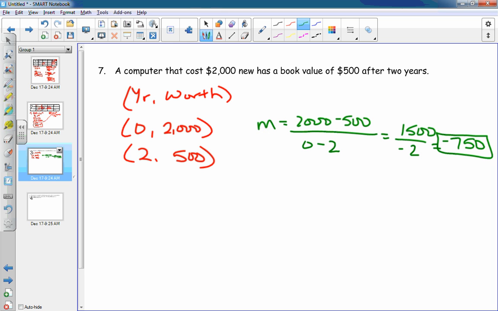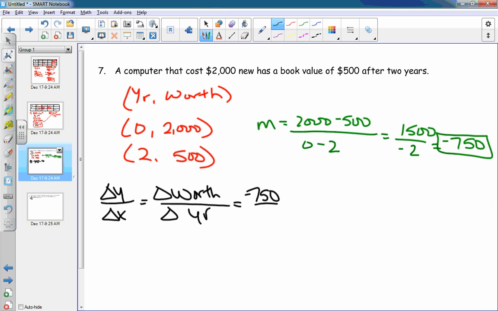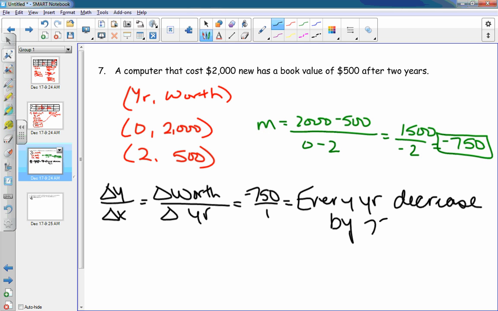Slope is the change in y over the change in x. Slope is the change in y over the change in x. That's the change of the worth over the change of the year. So that's negative 750 over 1. So that means every year it decreases in worth by $750. Does that make sense? That's exactly what that slope means. Every year it decreases in worth $750. Yes?